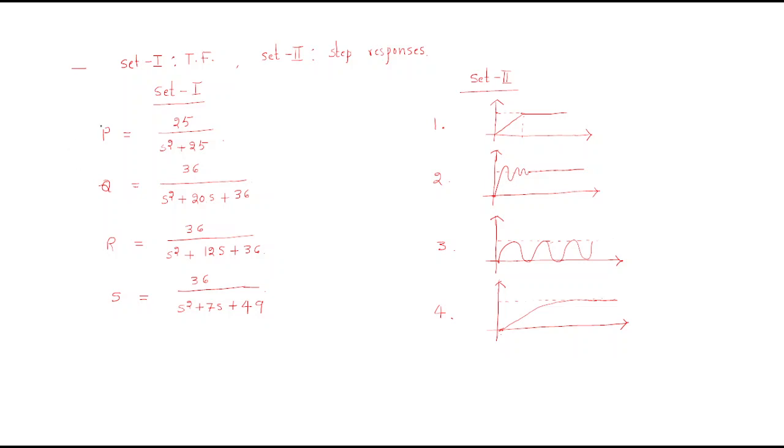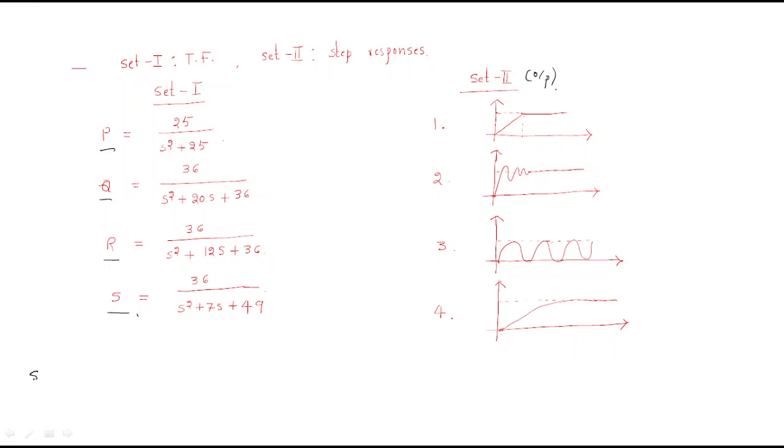And the next problem is here: set 1 is transfer functions, set 2 is step responses. So these are the transfer functions, and these are the outputs. He has given each and every transfer function directly as closed loop transfer functions. These are P, Q, R and S.